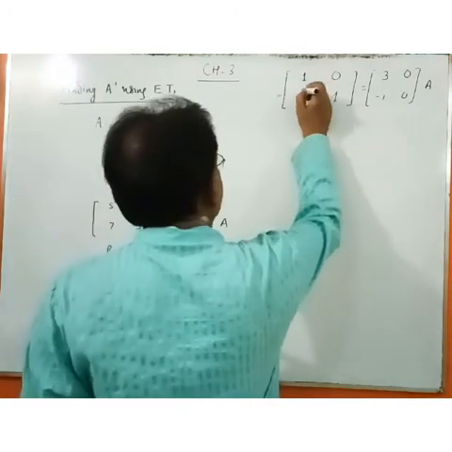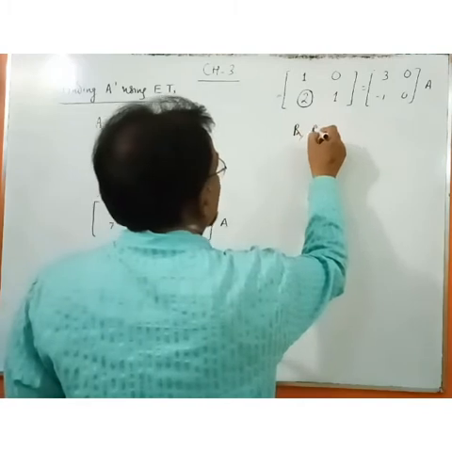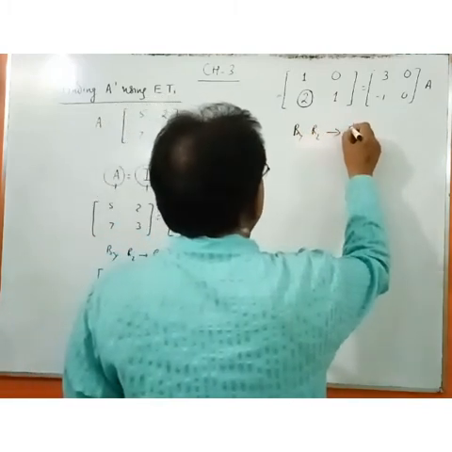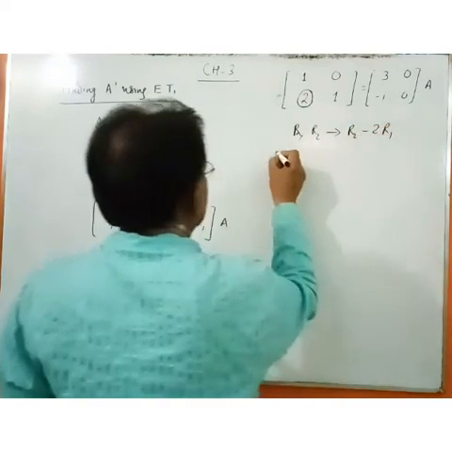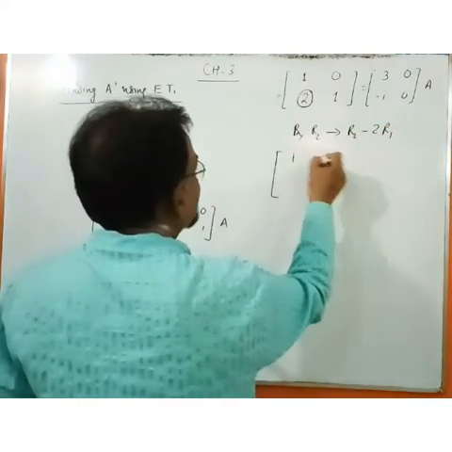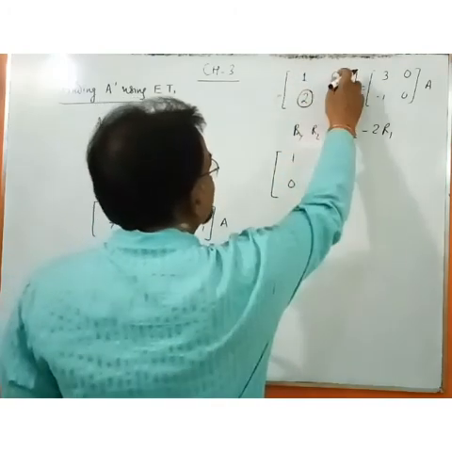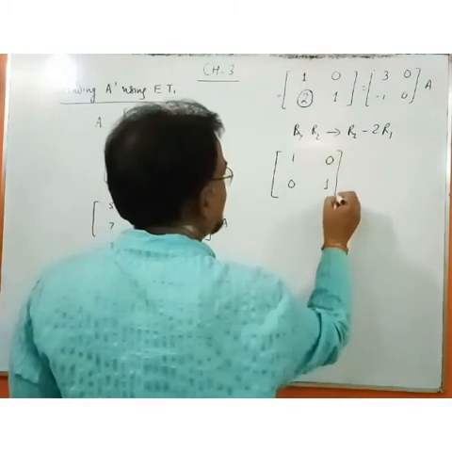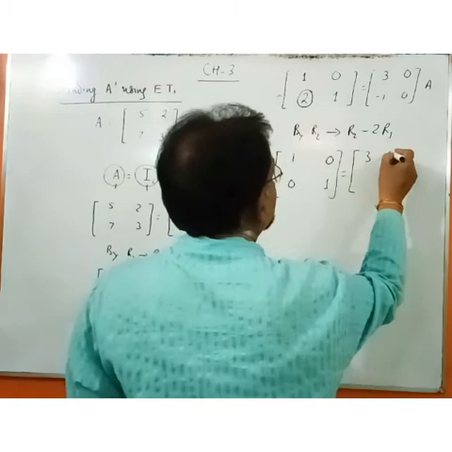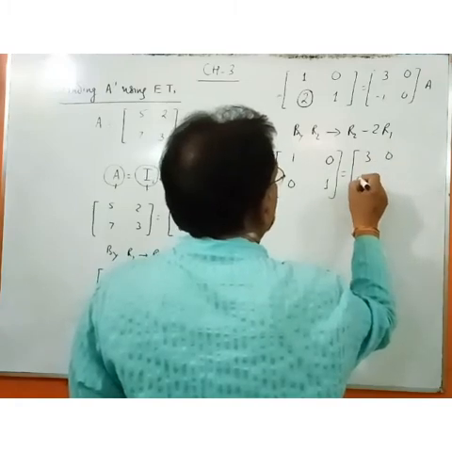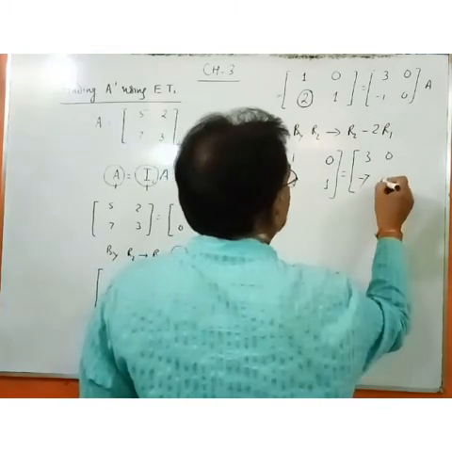Now we want to create 0 here. So what should we do? R2 changes to R2 minus 2R1. So what will we get? 1, 0, 2 times R1 is subtracted, then 0. Here is 0, so no change. 1. This is R2 minus 2R1, 3, 0. 2 times 3 is 6, minus 7. And this is 3.